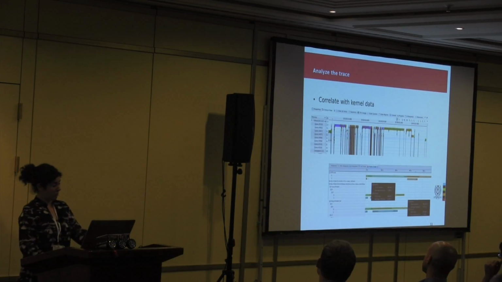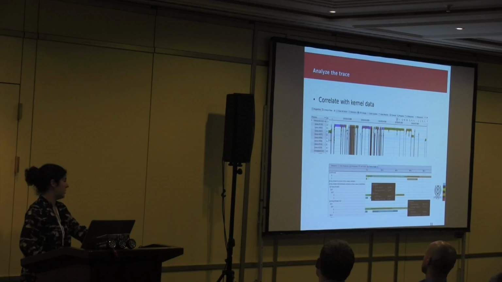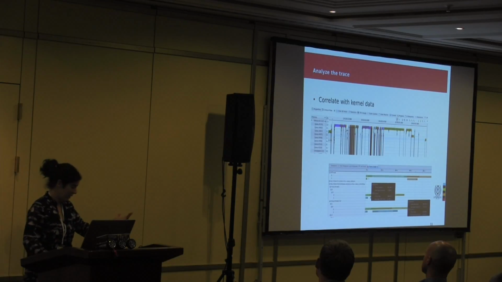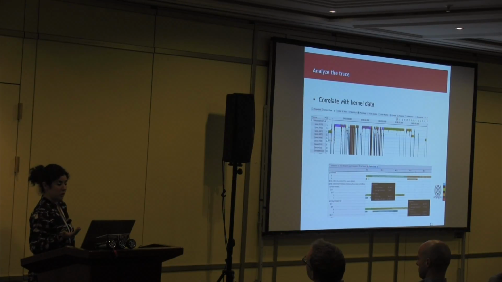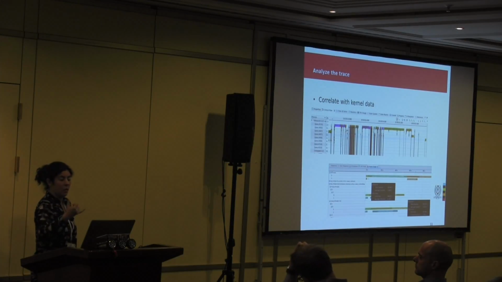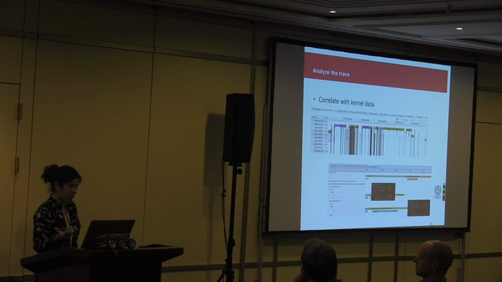Another thing that we can do with LTTng trace data is to correlate it with the kernel data. If we take a kernel trace at the same time that we're taking the GUI trace, we can know a bit more about what's going on. For instance, we can do the critical path. This screenshot here is the critical path of the build thread of a trace that wasn't cached before.